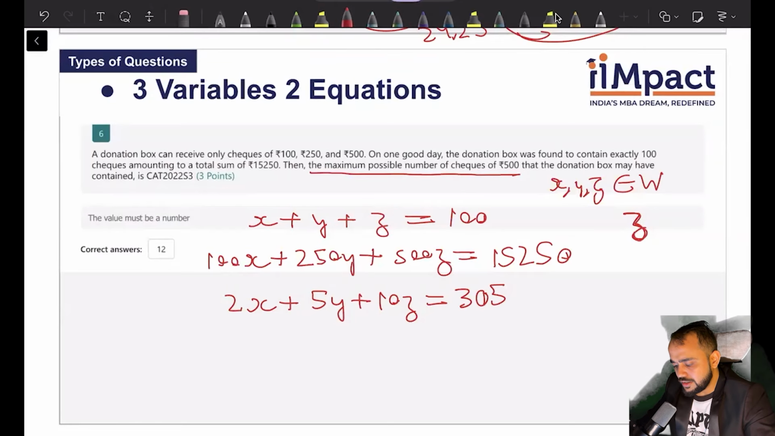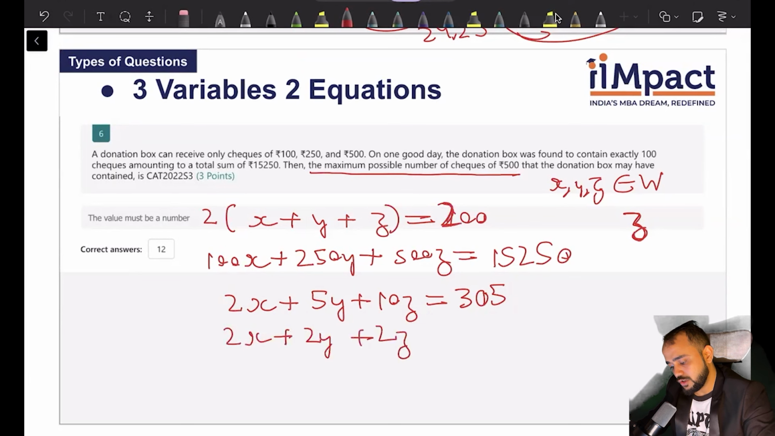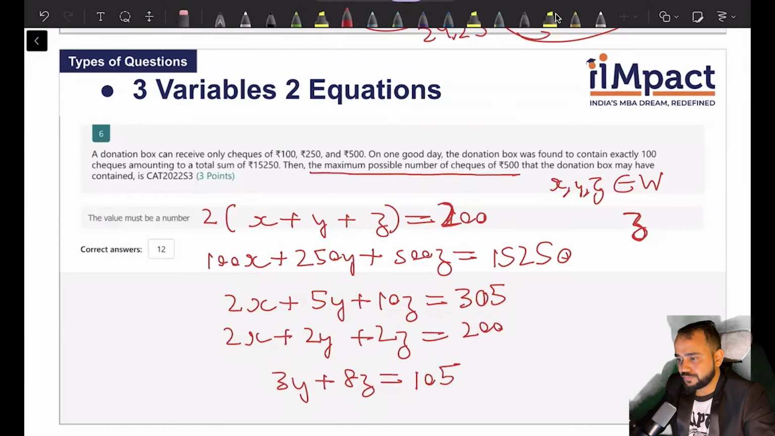So let us convert this. Let us try and retain z. We don't want to get lost with z. So I will multiply the first equation by 2. I'll get 2x plus 2y plus 2z is equal to 200. If I subtract these two, what will I get? 3y plus 8z is equal to 105.